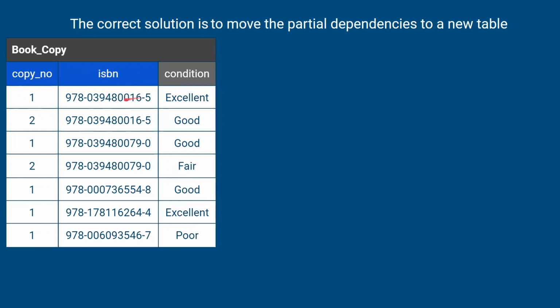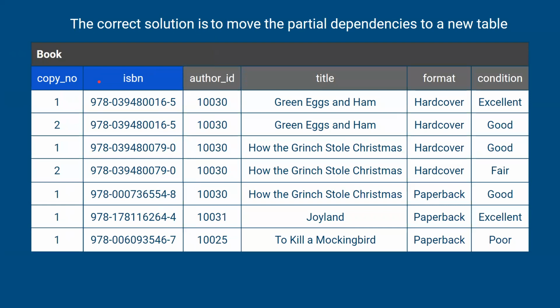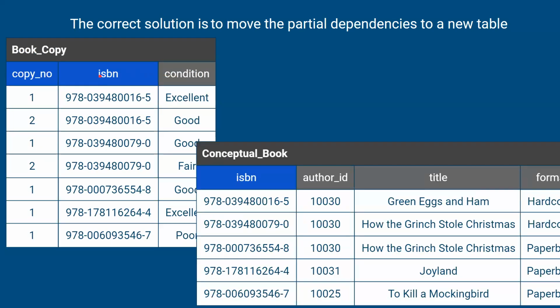No. These first 2 are the same ISBN, and they have different conditions, right? Because we're talking about physical books here. And so this one really is dependent on the combination of these, so it stays. But my other 3, author ID, title, and format, are now going to come over as a new table.